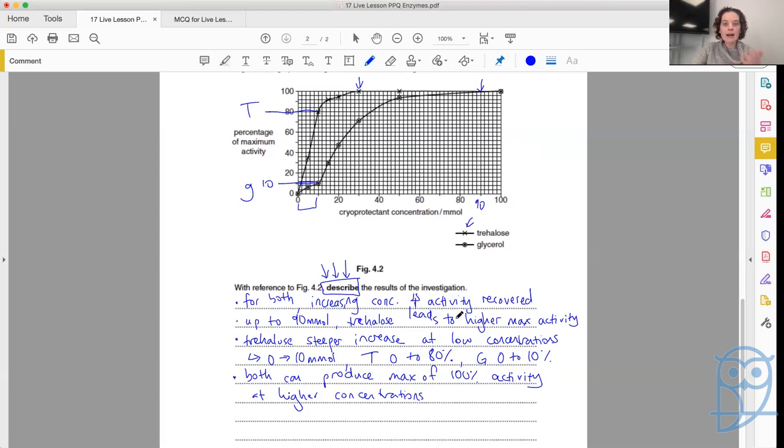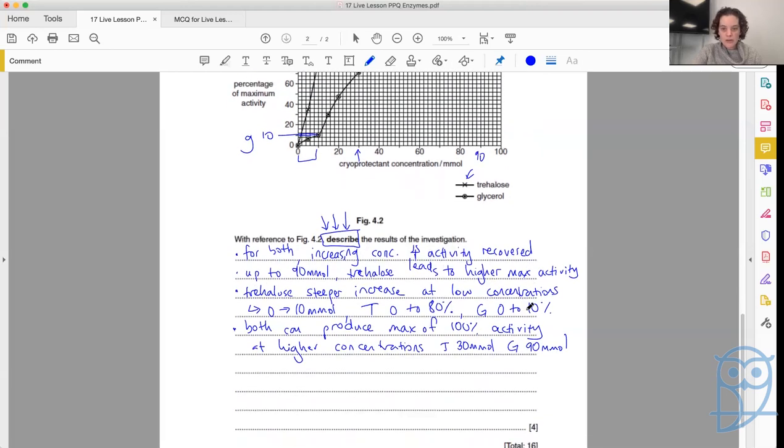And again, here's our ideal. We said this one here is at 30. So trehalose is at 30 millimoles. Glycerol was up here at 90 millimoles. Okay, so that is then, we've talked about the maximums, we've talked about the increase, we've talked about the general trends. Up to 90 millimoles, trehalose is the max activity. Okay, yeah, and we're on 4 marks.